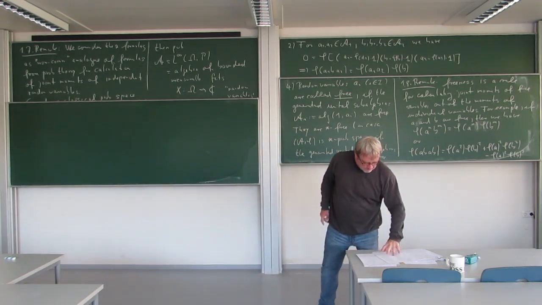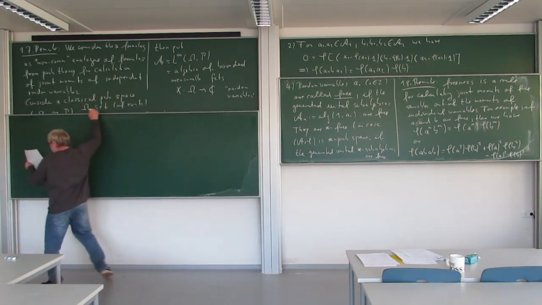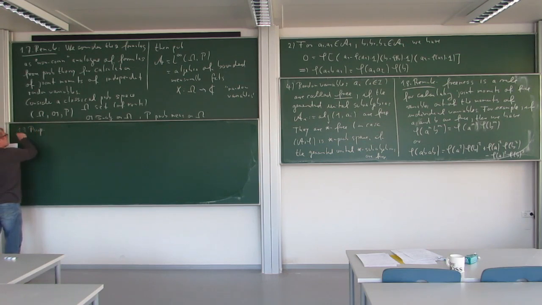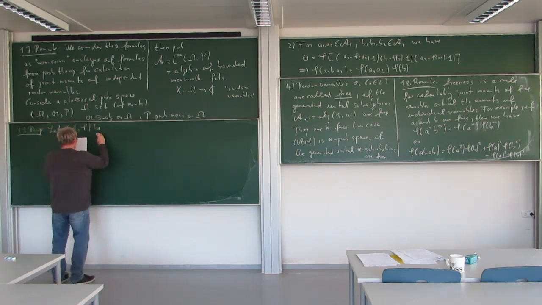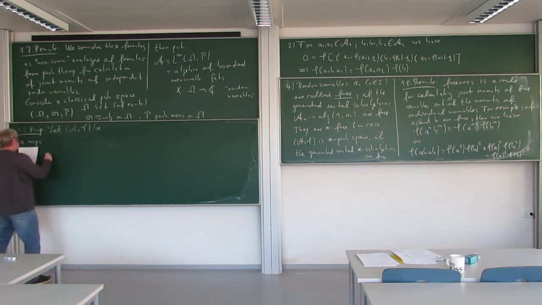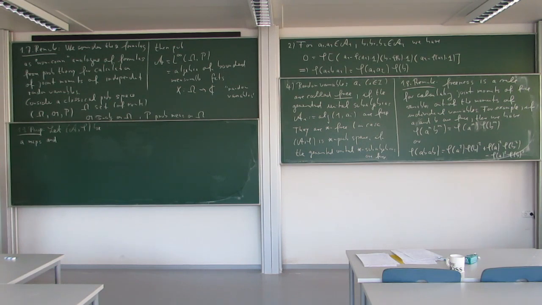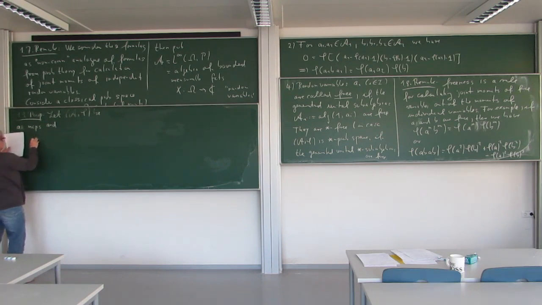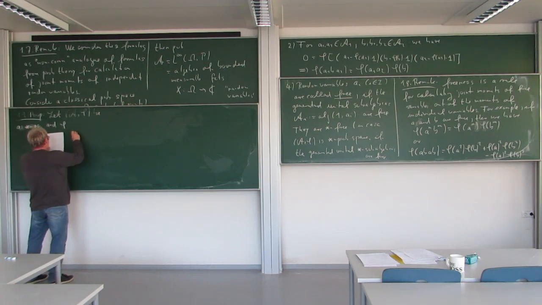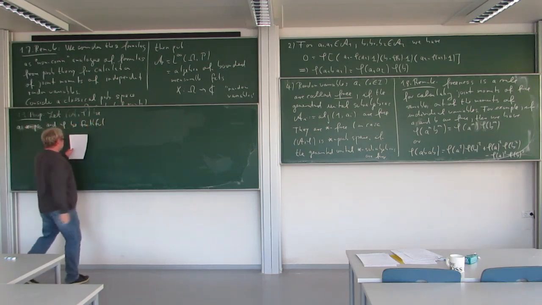So let us formulate this. If you want to make statements like this, you should have that your phi is faithful, so that it really gives you properties large enough. So I assume that this is a star probability space. Then I can talk about faithfulness, and I assume that phi is faithful.